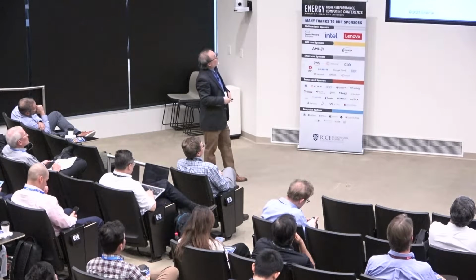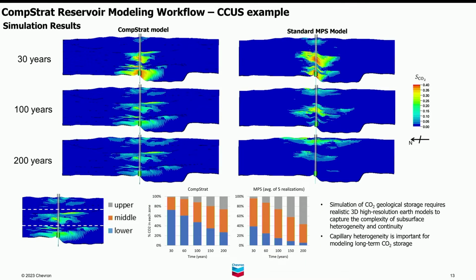And then we did CO2 injection for 30 years, and then we let it stop, and we want to see where the CO2 plume goes in 100 years, in 200 years, right? And you can see this is the Computational model result. This is the standard MPS model result. If you first compare these figures, you see in 30 years of injection we tried our best to make our model's volumetric distribution really similar. It's somewhat different, but not that different.